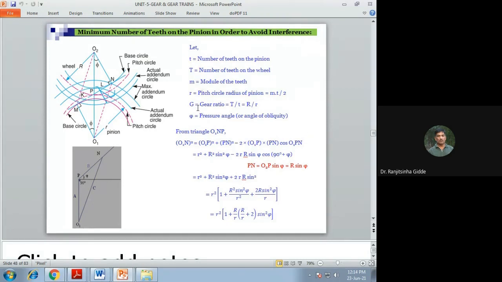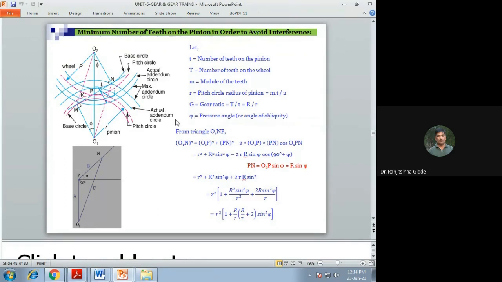So what is G? That is the gear ratio. Gear ratio is equal to the number of teeth on the driven to the number of teeth on the driver, which is equal to capital R by small r. Phi is the pressure angle, or we can call it the angle of obliquity. This is the terminology.